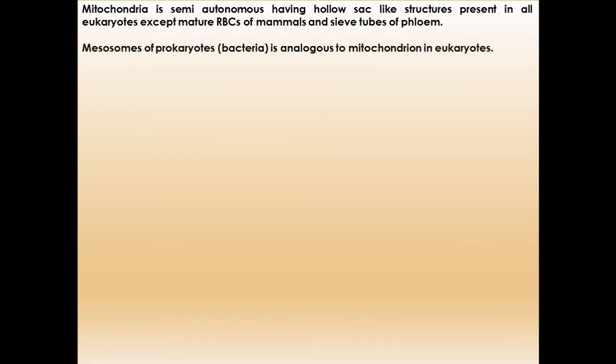And what is present in prokaryotes? The mesosomes, as I already discussed in previous videos. The link is in the description box, you can check it out. In prokaryotes or bacteria, there is a structure called mesosome, which is a folding of the plasma membrane. It is analogous to mitochondria in eukaryotes. What is analogous? They are functionally the same, but structurally they are different. So mesosomes perform the same function as mitochondria in eukaryotic cells.